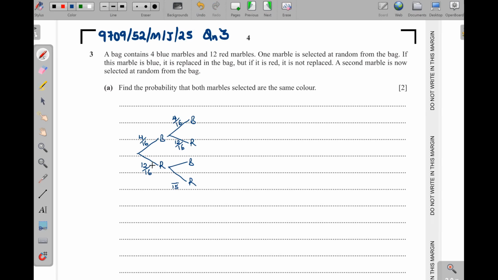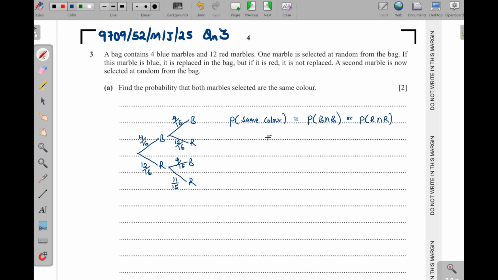Okay? Then the probability of picking a red from there, again, is going to be 11, because it has reduced by 1. And blues, they are still 4, though the whole total reduced to 15. Now, they want us to get the probability of same color. That means we can have blue, blue, or red, red.